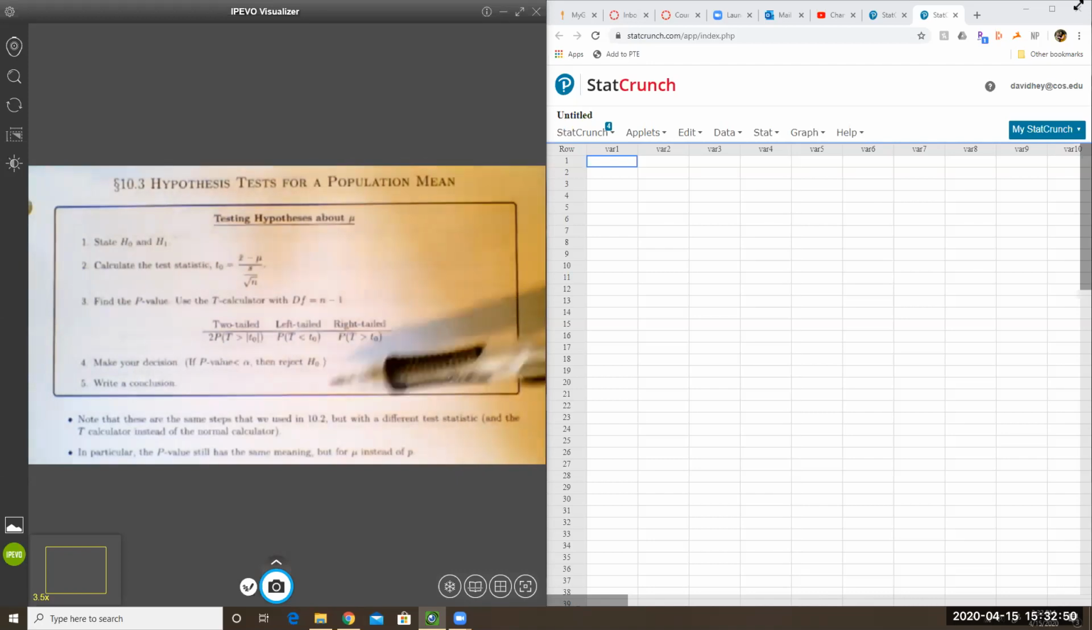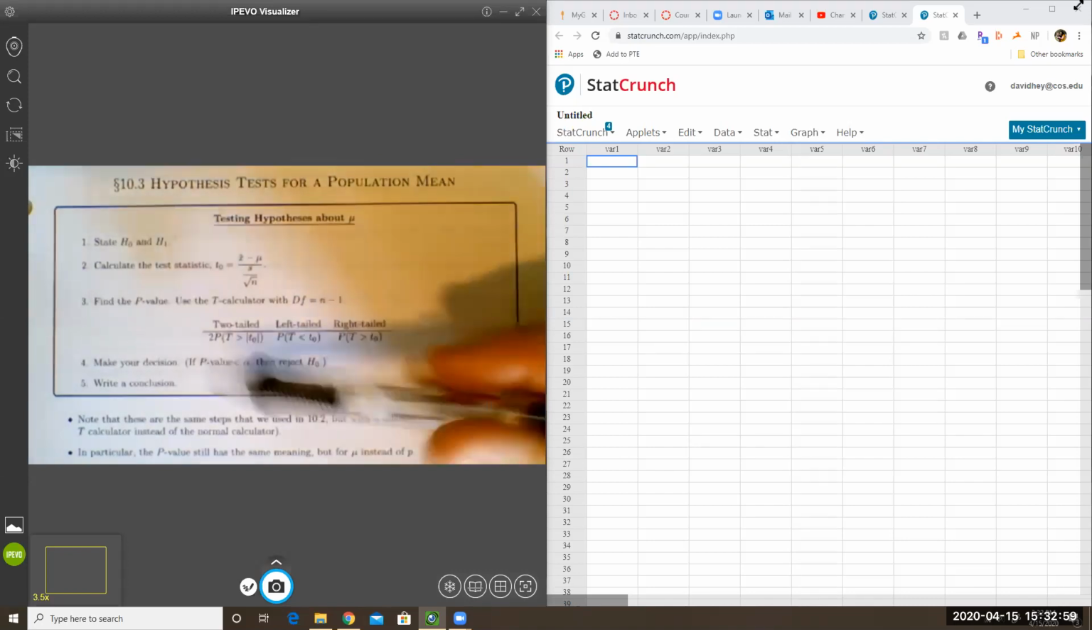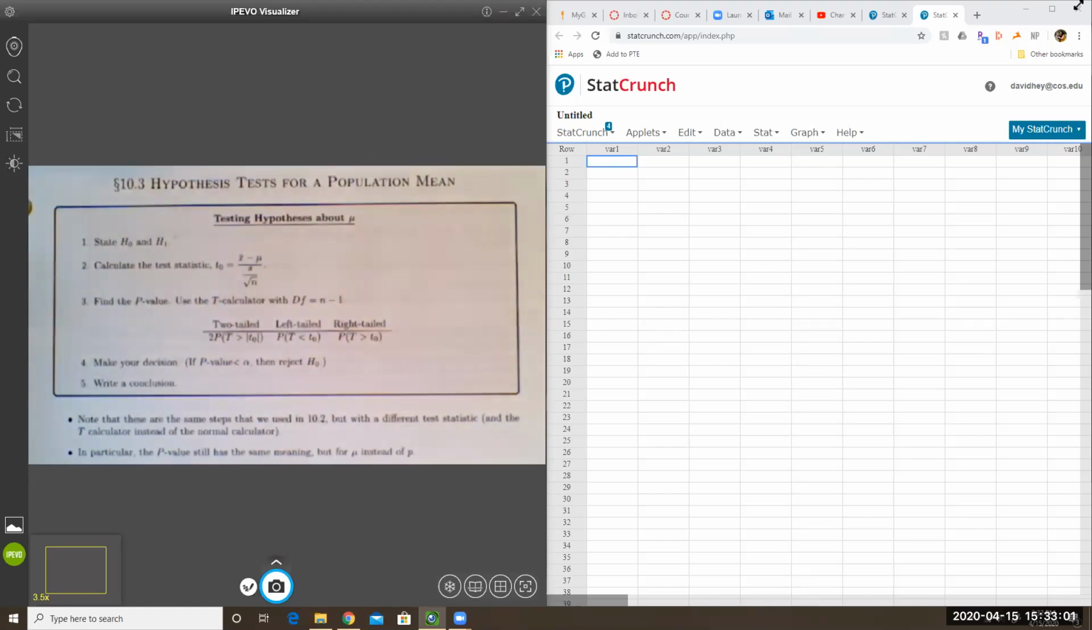And just like in the previous section, if the p-value is less than alpha, then you reject the null hypothesis. Okay. Last but not least, of course, we write a conclusion based on the decision that we make.